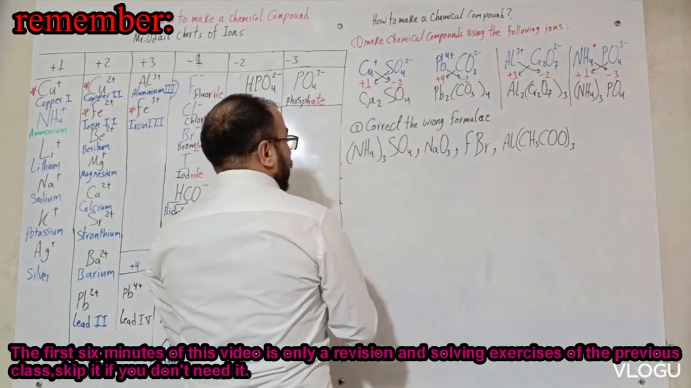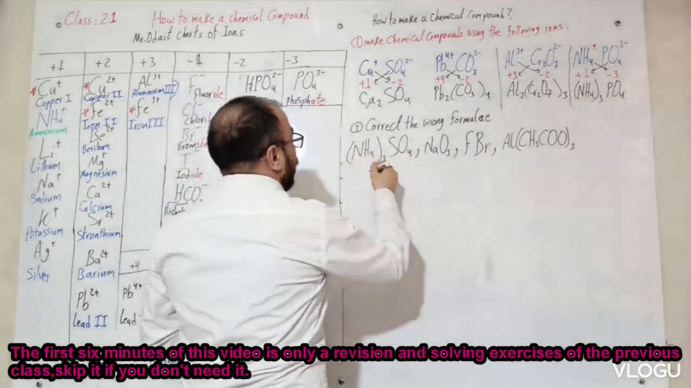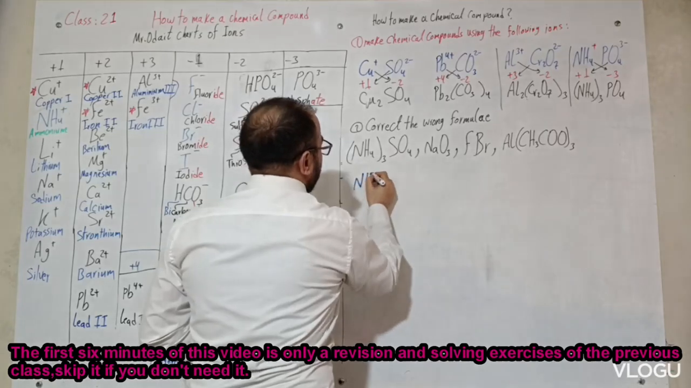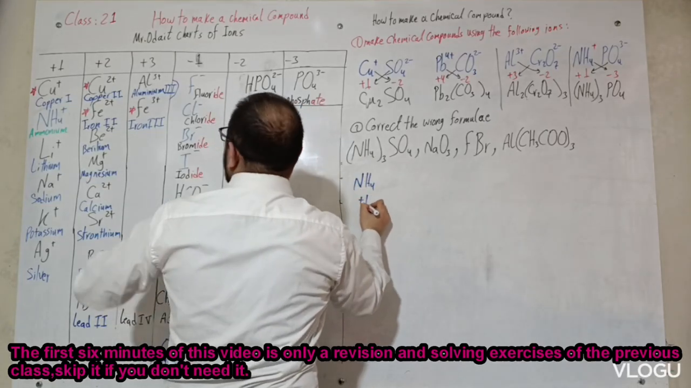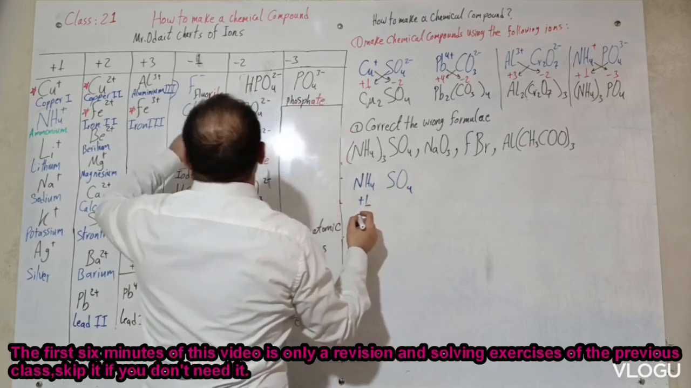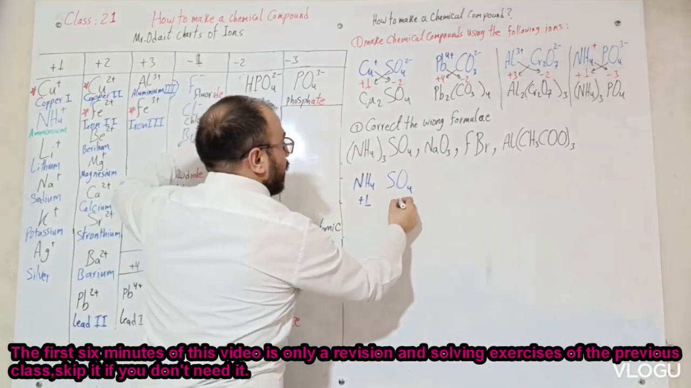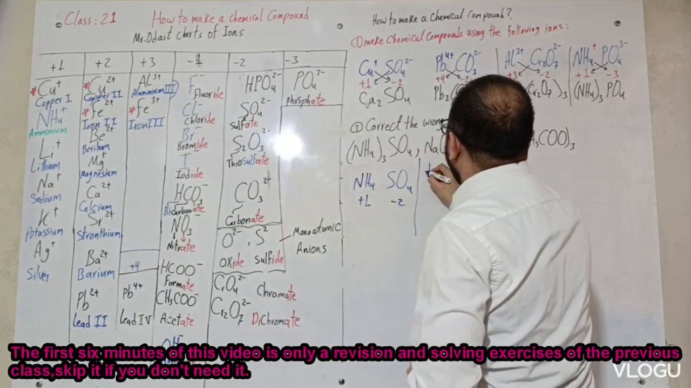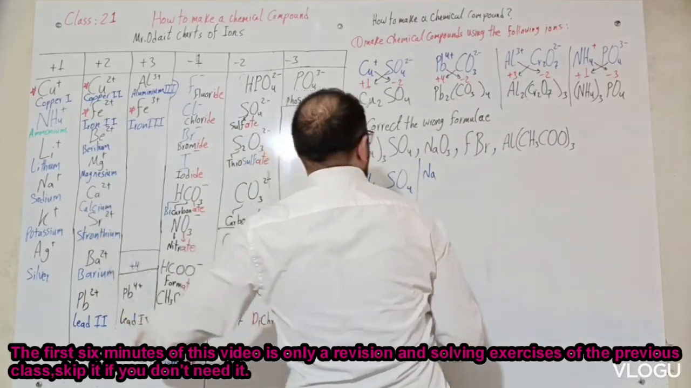Here we go quite the opposite. I write first the ions I have. This is ammonium. Ammonium is plus 1, yes. And I have sulfate. Sulfate is, yes, minus 2. Here I have Na sodium, plus 1.